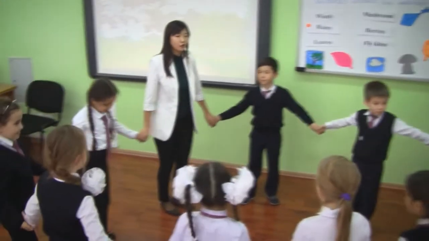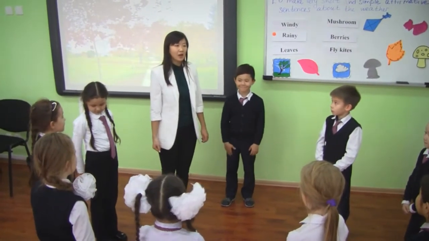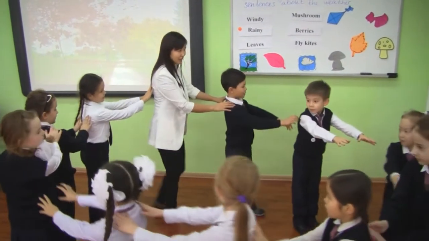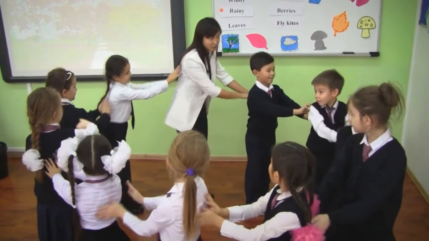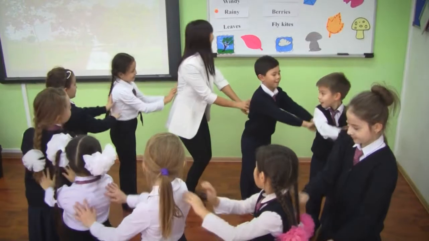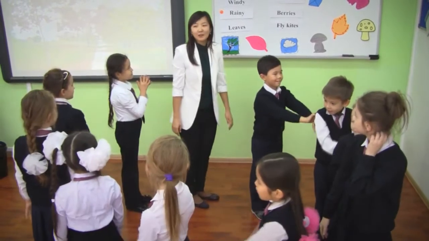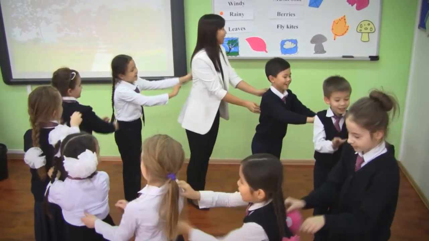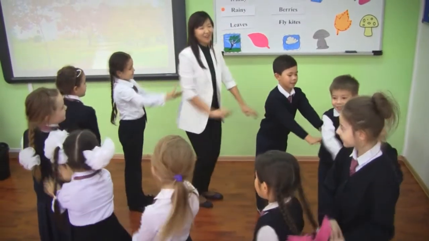Our task is, first of all, listen to me, but then repeat after me and show. For example, it is windy. Please repeat and show. It is windy. It is raining. The leaves are falling. We can pick up mushrooms and berries. We can fly kites. Okay, thank you very much.